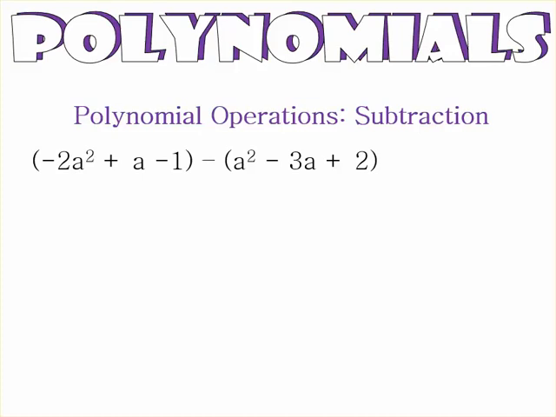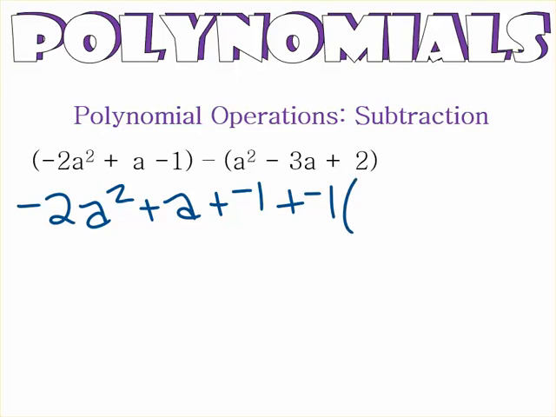Do another one. First off, we start by rewriting the subtraction as adding a negative. Negative 2a squared plus a. Instead of minus 1, we're going to write that as plus negative 1. Plus, okay, that subtraction becomes a negative 1 outside of my parentheses. A squared plus negative 3a plus 2.